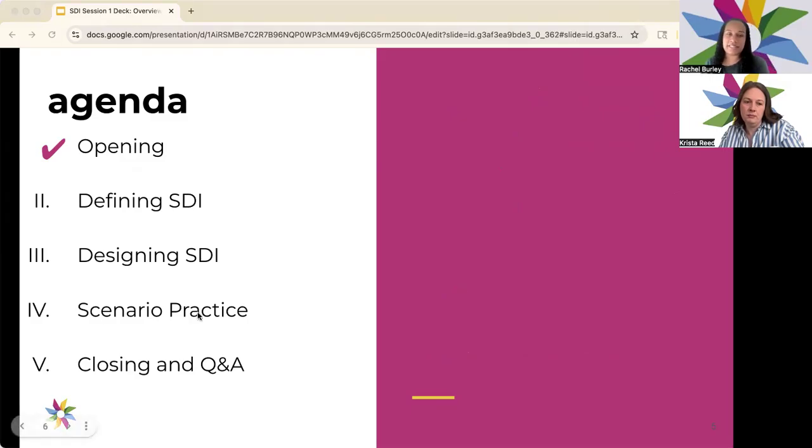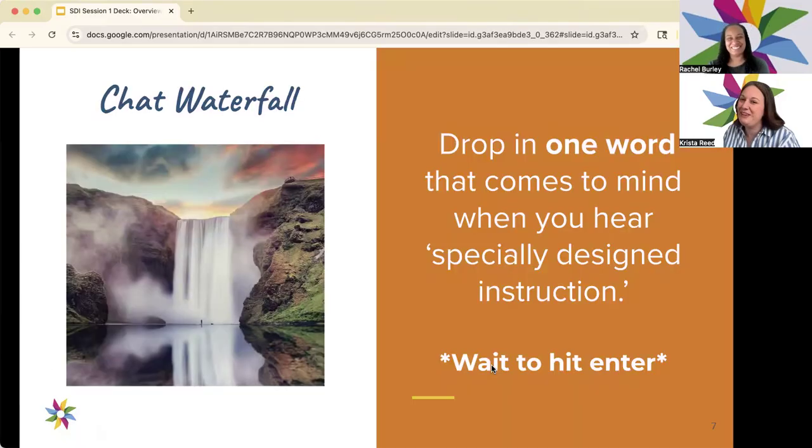So here's where we're headed today. We're going to start by defining SDI, then look at how we design it, practice identifying it through various scenarios, and then we'll close with a reflection and Q&A. Well, we did have Q&A. We'll voice over those.